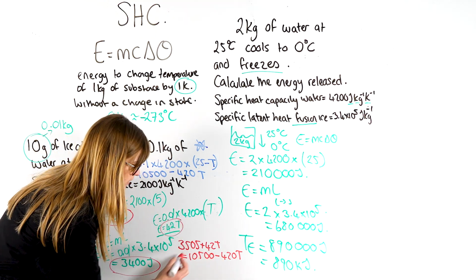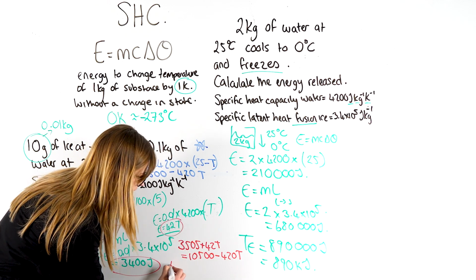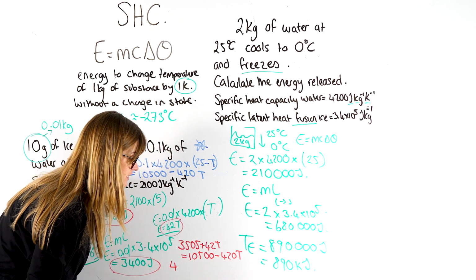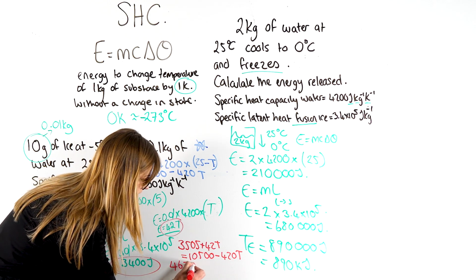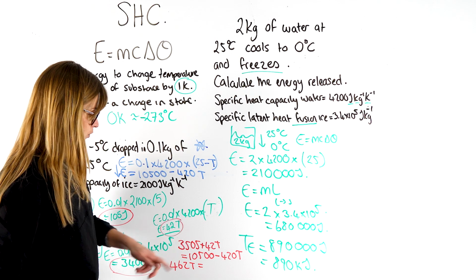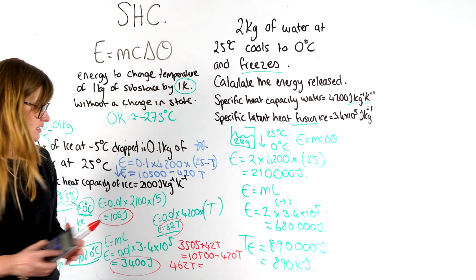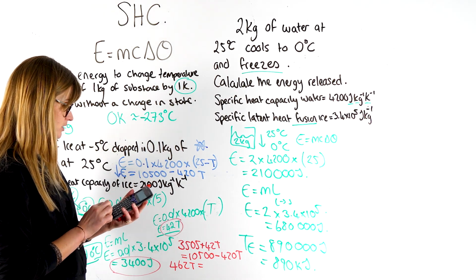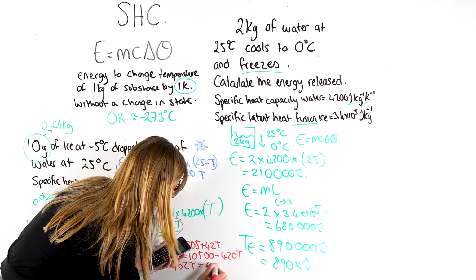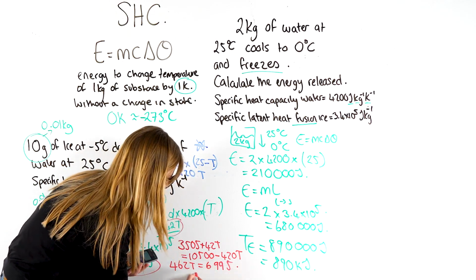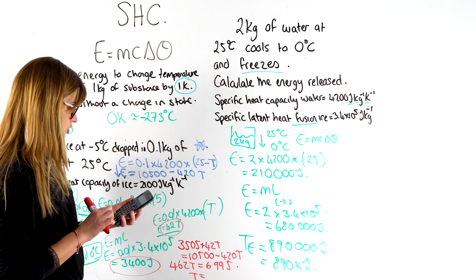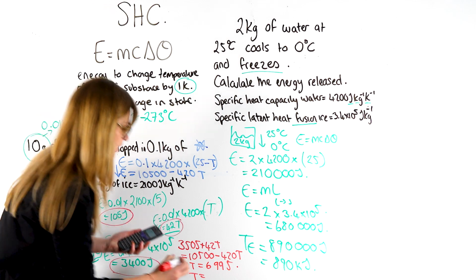So if I add 420T to both sides, on this side, we're going to get 420 plus 42, which is 462. So 462T is going to equal, so I added my 420T to both sides. And what I do is take away my 3505 from both sides. So I'm going to do 10500, take away 3505 to get 6995. So to calculate that final temperature, we divide both sides by 462.